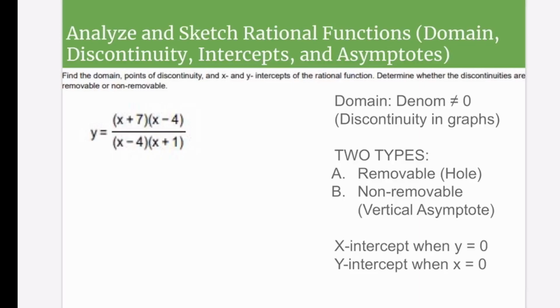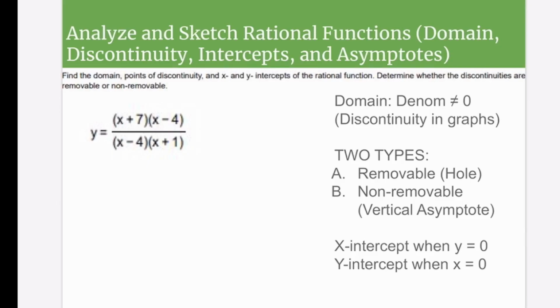Okay, for this video, we're going to analyze and sketch rational functions. So we're going to talk about domain, points of discontinuity, x-intercepts, y-intercepts, and asymptotes. I'm going to do 3 examples, and these examples are not basic. What I mean by that is our denominator is some kind of polynomial, binomial concoction, which is not just going to be an integer that we can very quickly sketch.